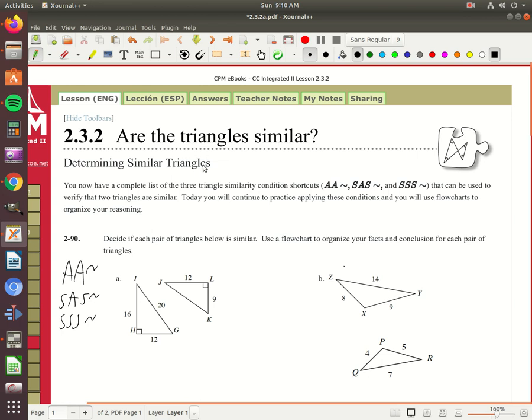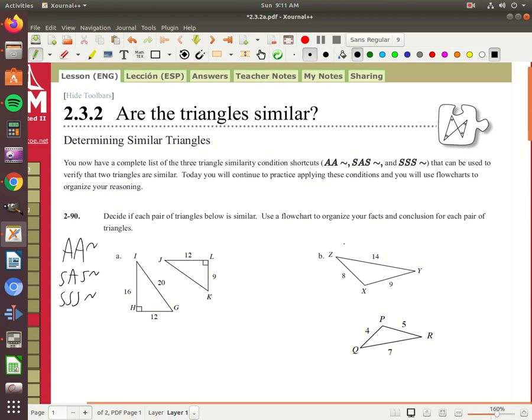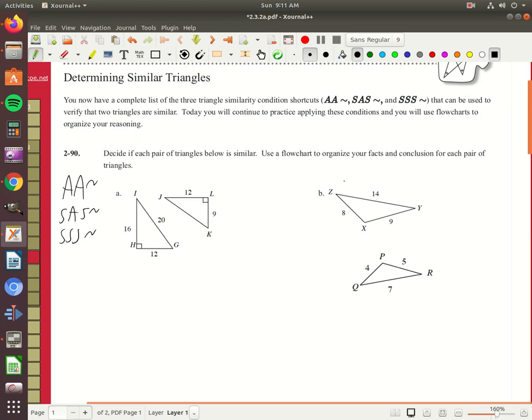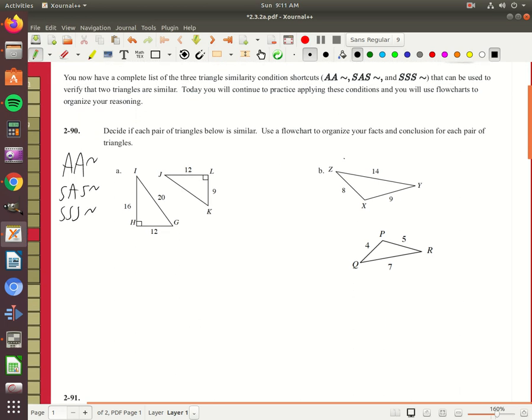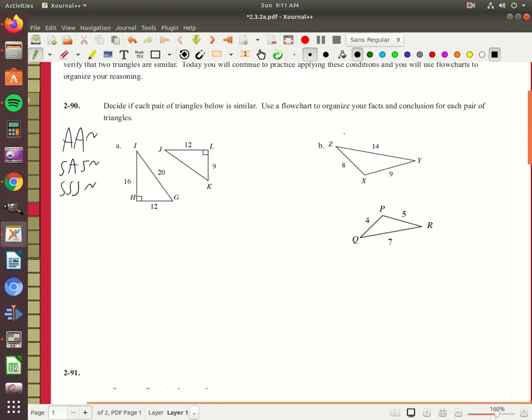So 232, what we're looking to do is make proofs or flowcharts based on triangle similarity. We're going to determine if these triangles are similar. If they are, we're either going to make a flowchart or a proof. I'll probably make both for the first one or two, and then you choose which one you want. Later in the year I'll formally introduce proofs, and then we'll all be doing proofs, but for now a flowchart is going to be fine.